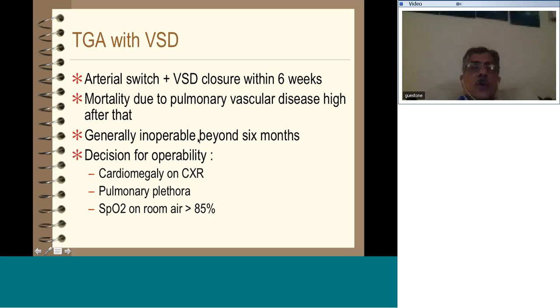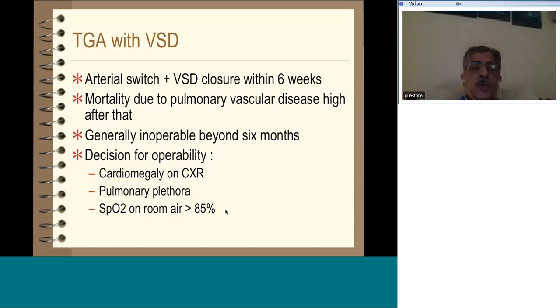In the patient beyond 6 months of age, one takes a decision for operability based on whether there's cardiomegaly and pulmonary plethora on chest X-ray, and if the SpO2 on room air exceeds 85%. These are all parameters which would indicate that the pulmonary blood flow is still significant, and therefore pulmonary vascular disease probably has not set in. Cardiac catheterization generally is not very reliable in the situation of transposition to define operability.